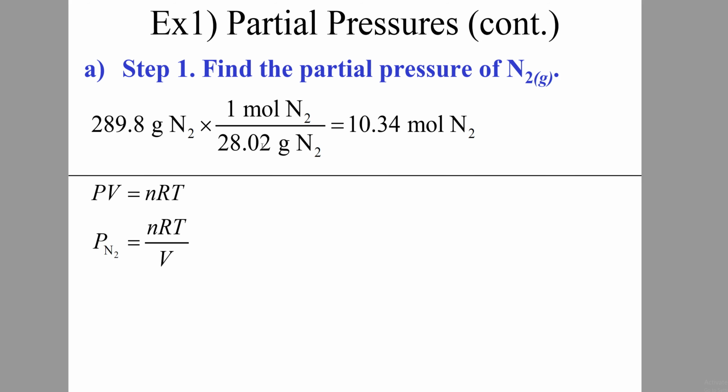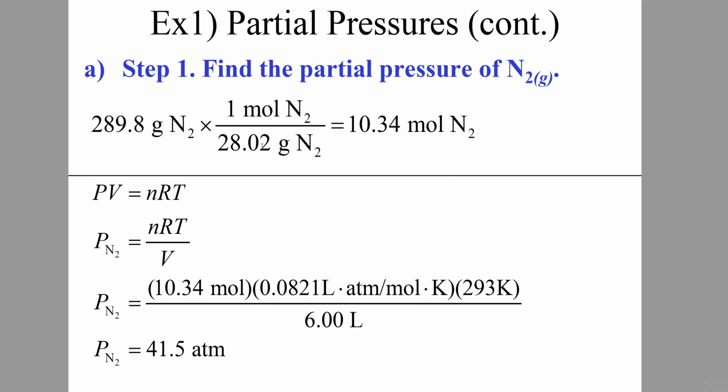Then what you want to do is find out the pressure of nitrogen. By rearranging the PV = nRT equation, you find that PN2 equals nRT over V. Once you plug that in, you plug in your 10.34 moles of nitrogen times the R constant times the 293 divided by 6, which gives you a pressure of 41.5.